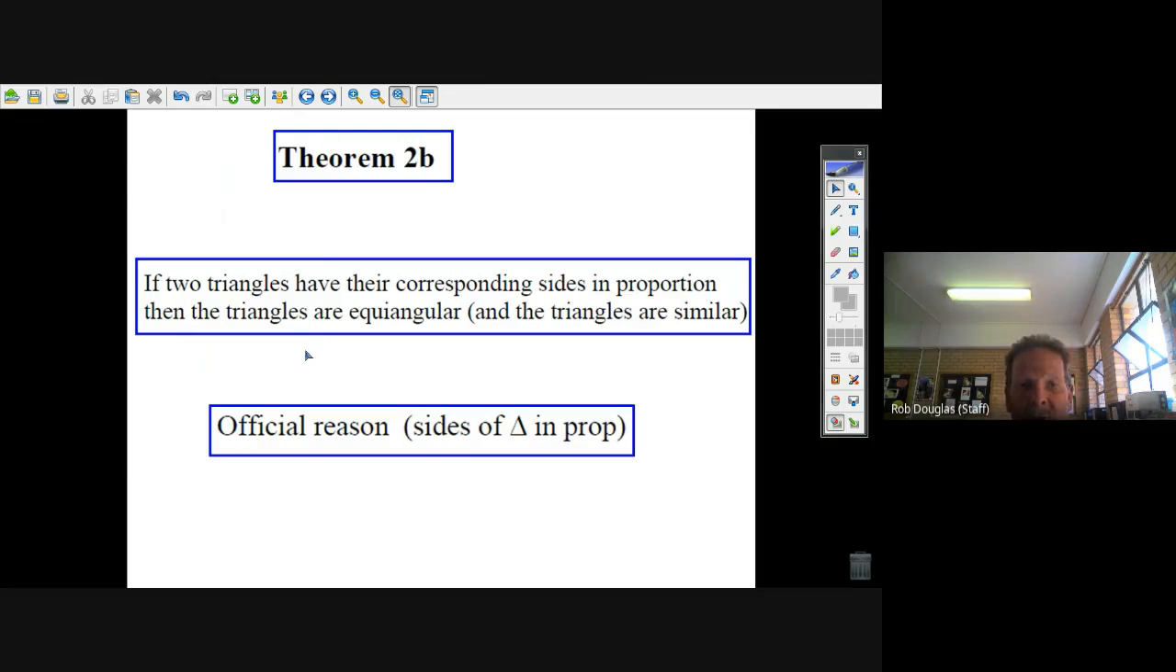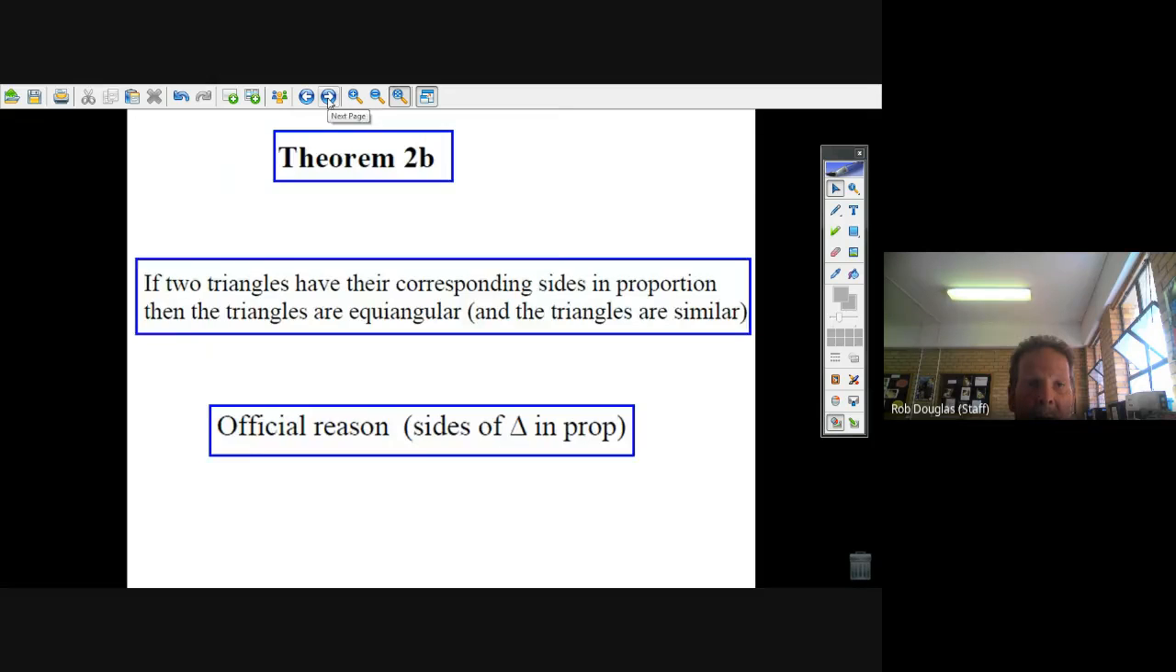But the other side is true as well. If two triangles have corresponding sides in proportion, then their angles must be exactly the same. They must have corresponding angles too, and they must be similar. So if the two triangles have corresponding sides in proportion, then their angles must be the same. They must pair up, and the triangles are similar. If we use that reason, we have to write sides of a triangle in proportion.